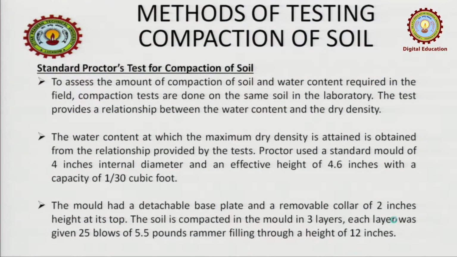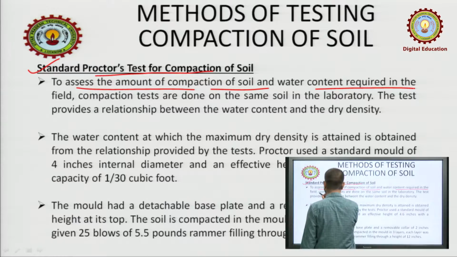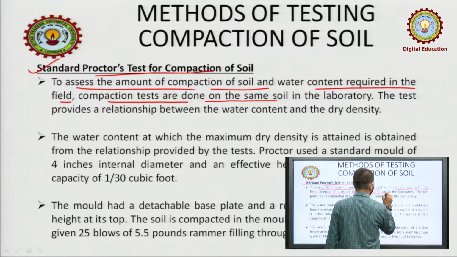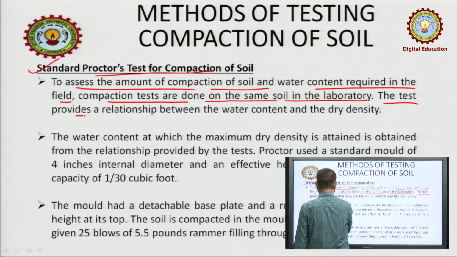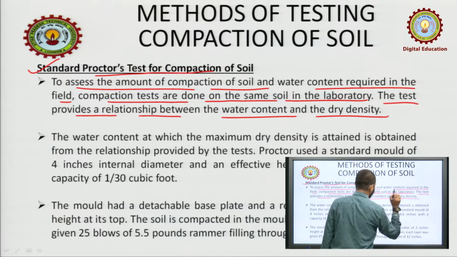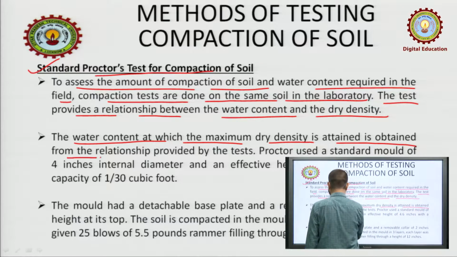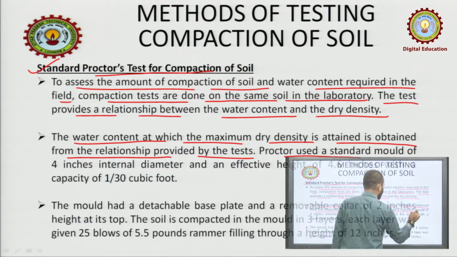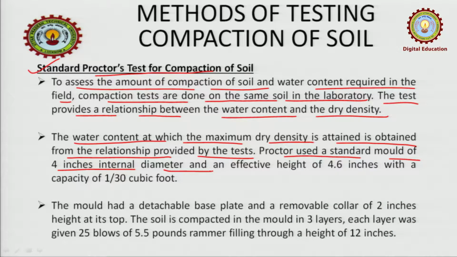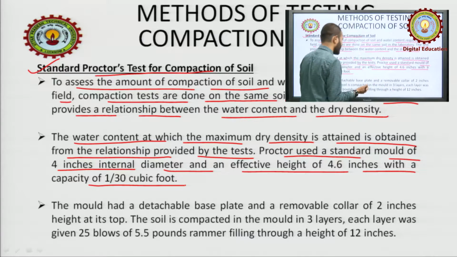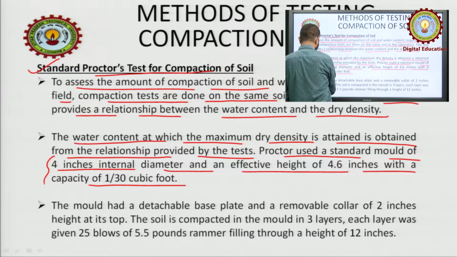Methods of testing the compaction of soil. The first method is the standard Proctor's test. To assess the amount of compaction of the soil and the water content required in the field, compaction tests are done on the same soil in the laboratory. The test provides a relationship between the water content and dry density. The water content at which the maximum dry density is attained is obtained from this relationship. Proctor used a standard mold of 4 inches internal diameter and effective height of 4.6 inches with 1/30 cubic foot capacity. But generally this is not used in our country.